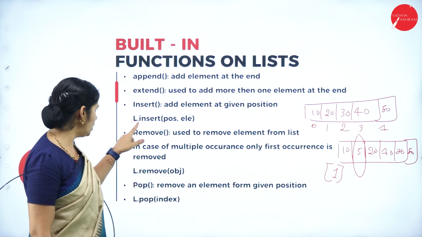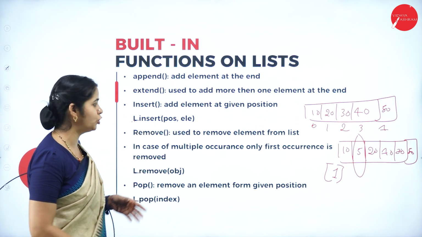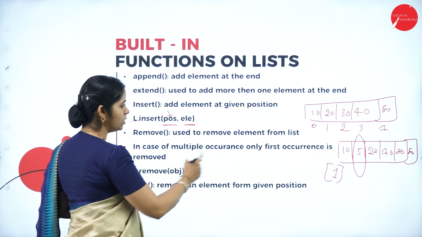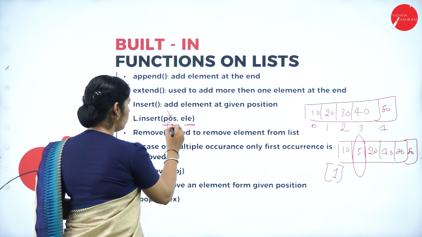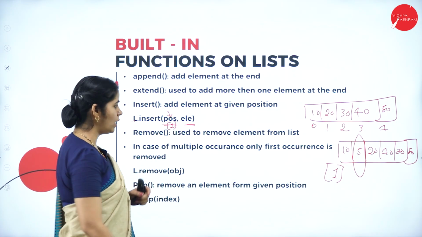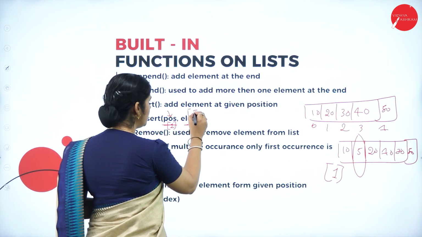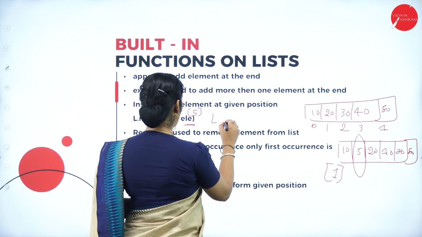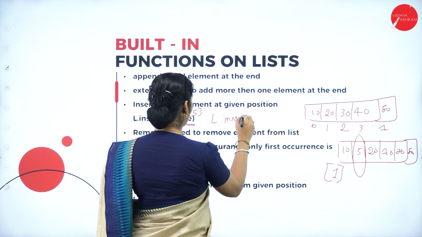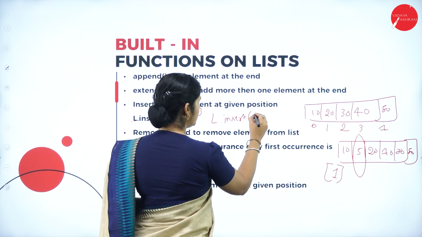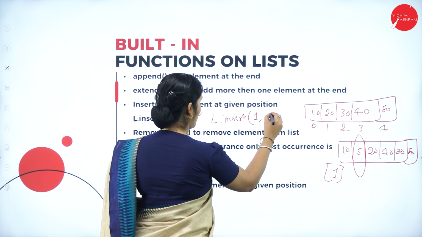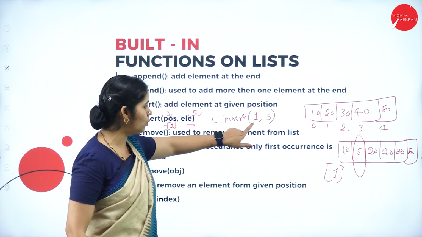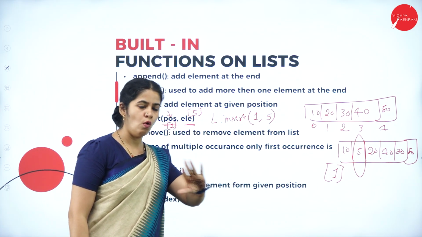List name with the dot operator, then the insert function. We have to give 2 parameters here. Which position do we have to insert at? That value is 1. I am inserting at the index value 1. What is the element I am inserting? I am inserting the element 5. So how will it be given? L dot insert. 1 is the position and 5 is the element. It is saying that at the index value 1, I am inserting the value 5.